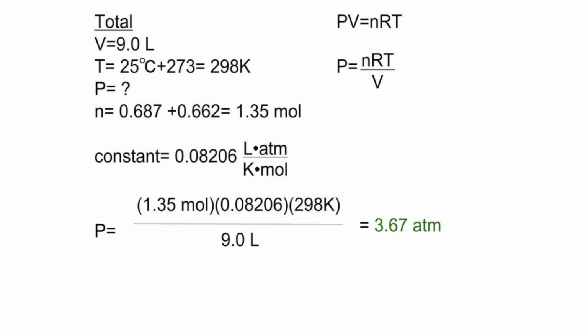The temperature remains constant. I rearranged the equation to solve for pressure, so P equals nRT over V. That gives us 1.35 moles times our gas constant times 298 kelvins, the whole thing divided by 9 liters. So that should get us 3.67 atm.